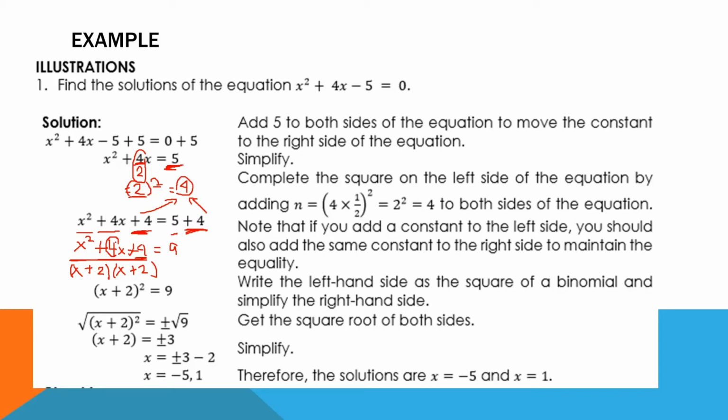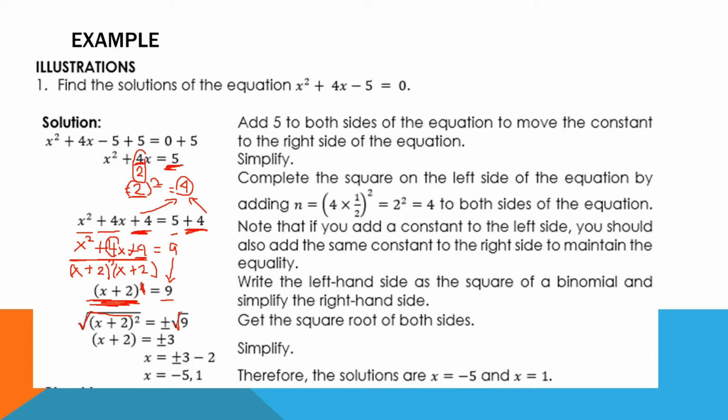So, dahil pareha lang naman siya, pwede natin siyang pag-isahin, then lalagyan lang natin ng square. So, kaya siya naging x plus 2 squared. So, this is what we call the perfect square binomial. Then, copy lang natin yung 9. So, pag perfect square trinomial na siya, or it is a square of binomial na, and then na-simplify na rin natin ito, we are going to get the square root of both sides para ma-eliminate natin itong square. So, we need to square root both sides.